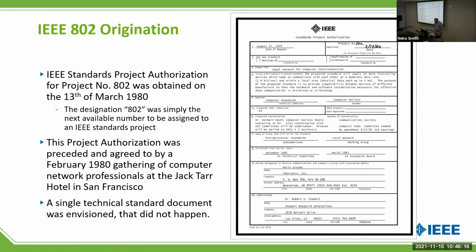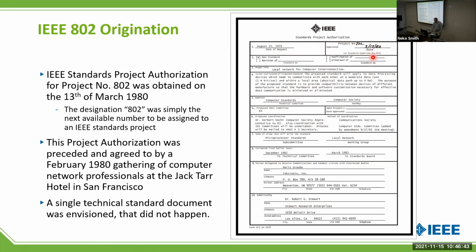So the origins of 802. This document over here is called a project authorization document, and every single project that we start in 802 originates as a request for project authorization. I thought it'd be interesting for the group to see when this was formed. This initially was submitted back in August of 1979. It was approved in March of 1980.